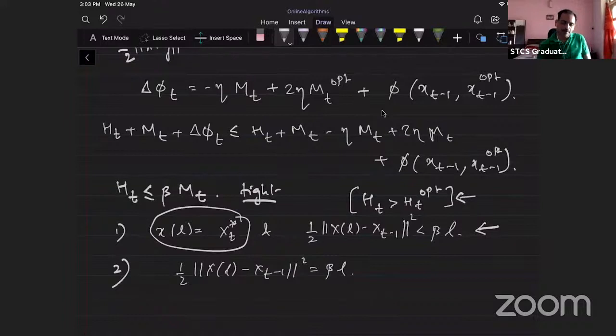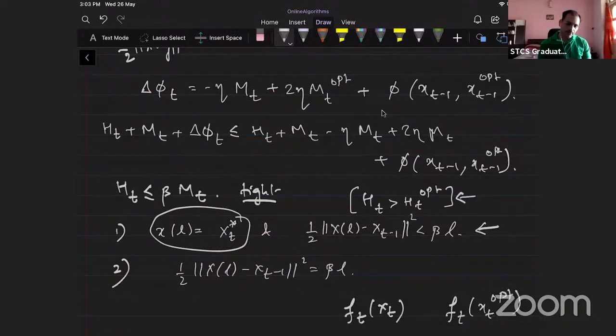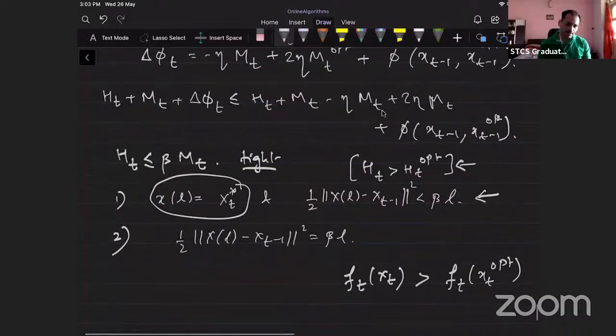Hari, are you getting lost in definitions? Yeah. So ask me. h t is what? h t is f t of x t. What is h t opt? It is f t of x t opt. We are in the case when this is strictly greater than 0. This is the case we have for ourselves. Now we are claiming under this case, is it possible that x of L, which is nothing but x t, can it be x t star?